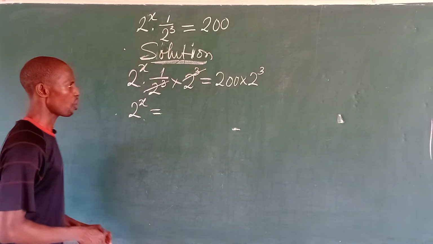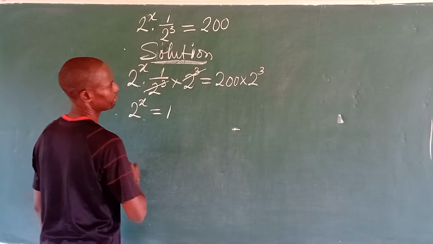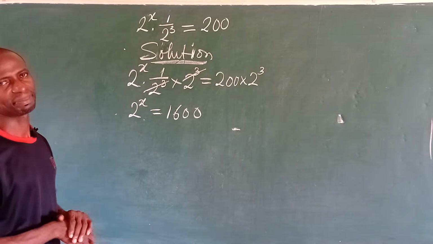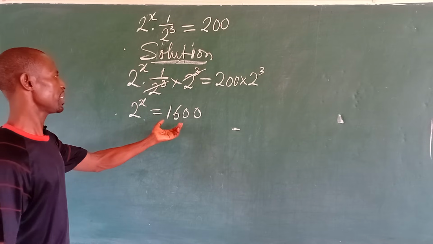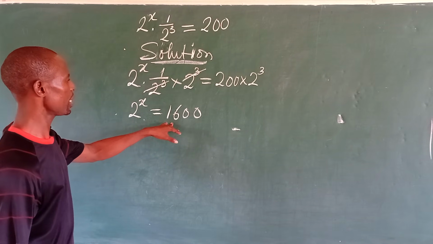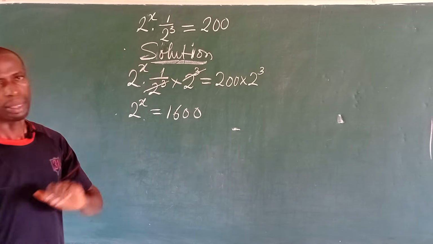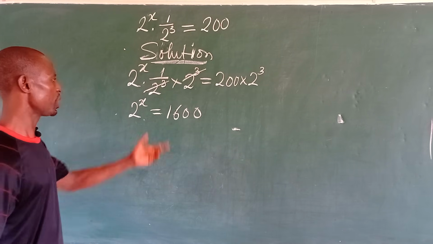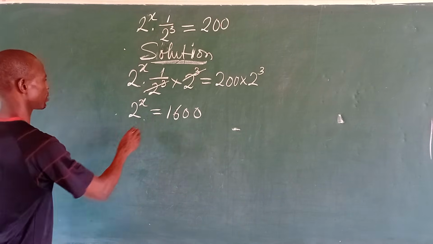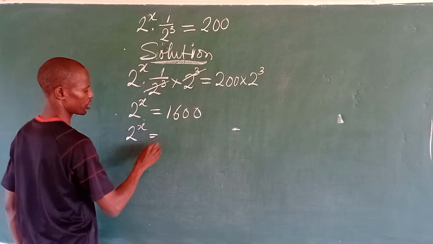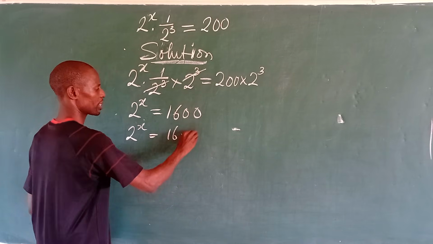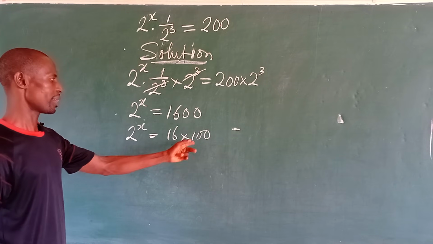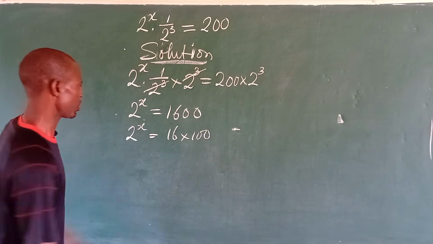And 8 times 200 is going to give us 1,600. Easy. So what we do next here, can we express this in base 2? No. Since we cannot express this in base 2, we can separate this. This could be written as 2 to the power of x equal to 16 times 100, right? Good. This 16 can be expressed in base 2, and this 100 can be expressed in base 10. And so let's go ahead and do that.